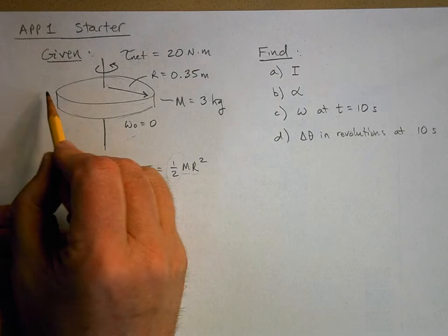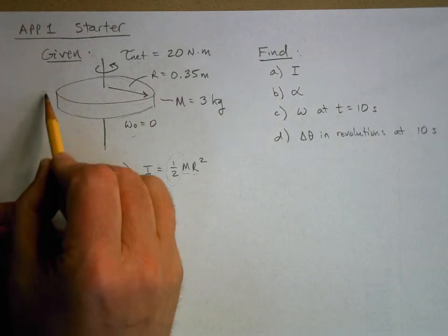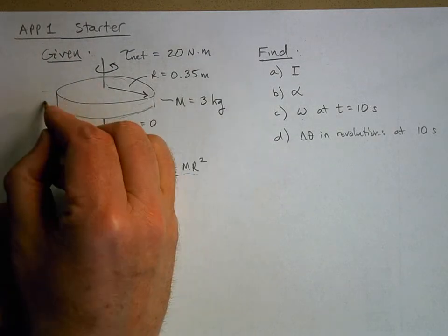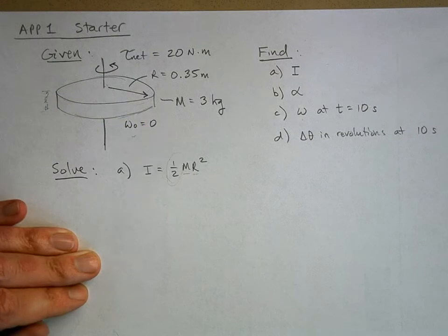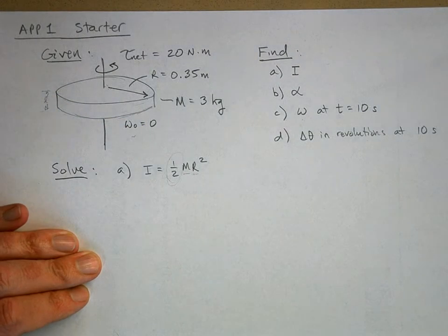And notice that the thickness doesn't matter. Like if this had a thickness of, call it L, that won't affect the rotational inertia. It might affect the total mass, but that's already included in there.